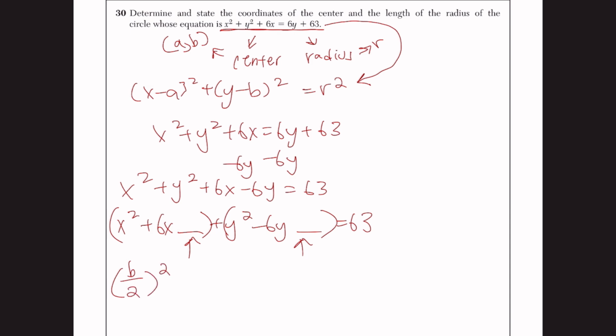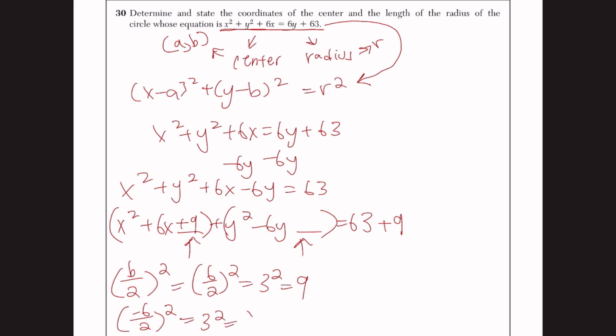So for the x section, it's going to be 6 divided by 2 squared, which is equal to 3 squared, which is equal to 9. So this value right here will be plus 9. And we also need to do plus 9 on this side as well. And then for the y section, it's going to be negative 6 divided by 2 squared, which is equal to 3 squared, which is also equal to 9. So we just do plus 9 over here, and also plus 9.